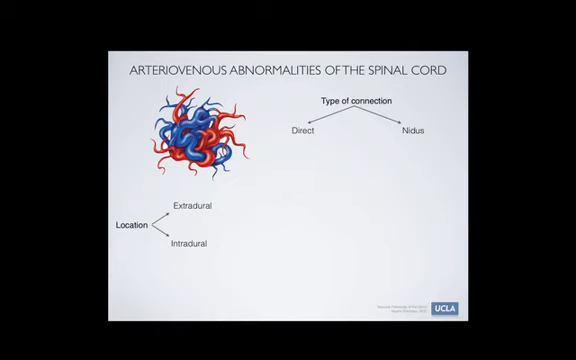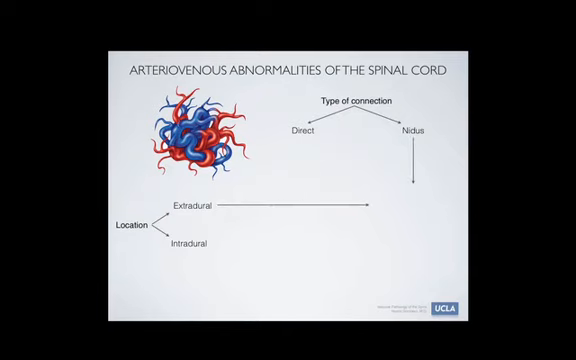Or you may have connections that pass through abnormal vessels that form a nidus, just like the AVMs in the brain. Those are arteriovenous malformations. So when we talk about fistulas, it's a direct connection; AVMs have the presence of a nidus. The location can be extradural or intradural. If you have an abnormality that is extradural and has a direct connection, basically you call it an extradural arteriovenous fistula. Usually they are traumatic, and I'm going to show some examples of this. That is not an AVM, it's just a fistula.